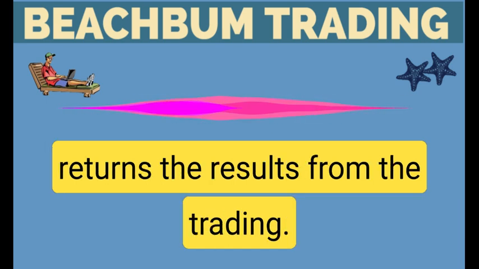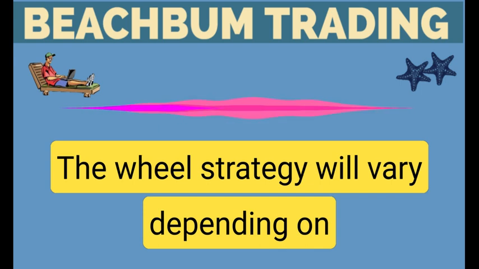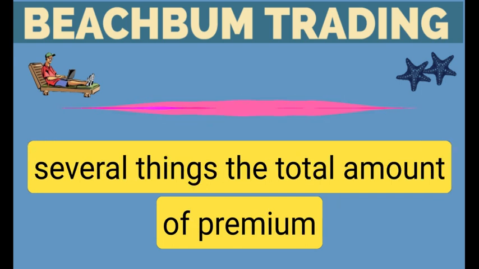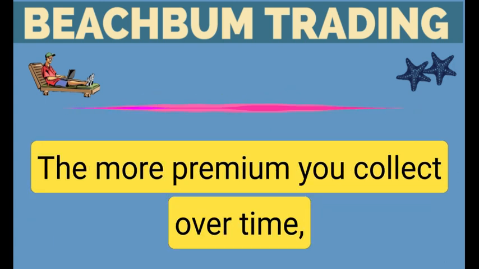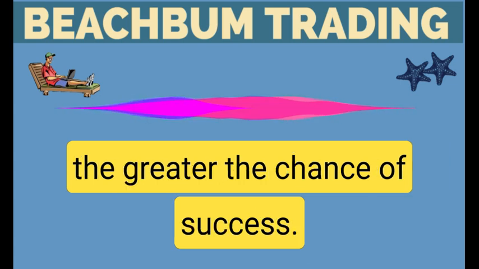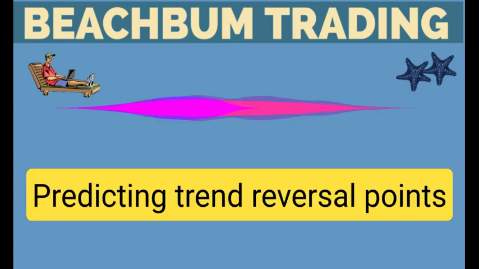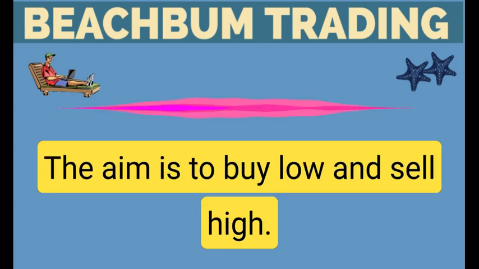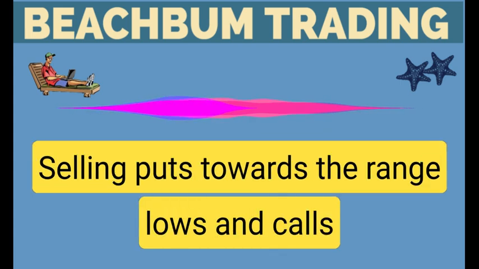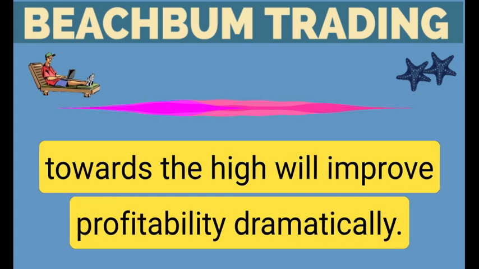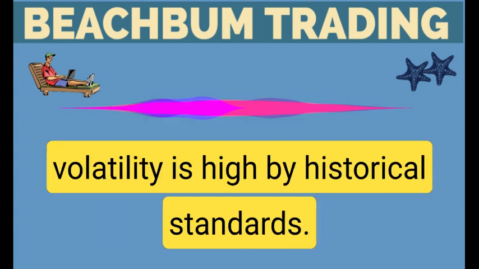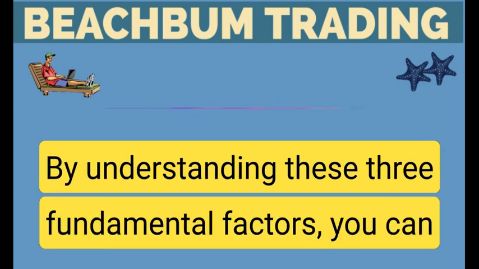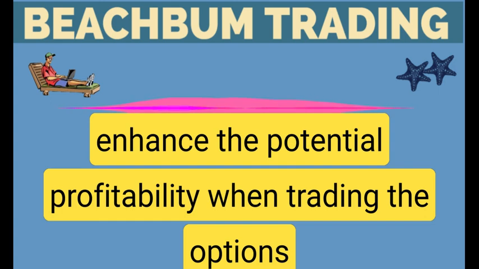Wheel strategy returns. The results from trading the wheel strategy will vary depending on several things. The total amount of premium collected. Options expire worthless before an option eventually expires in the money, so the more premium you collect over time, the greater the chance of success. Predicting trend reversal points in the underlying price. The aim is to buy low and sell high. Selling puts towards the range lows and calls towards the highs will improve profitability dramatically. Timing implied volatility. Sell options when implied volatility is high by historical standards. By understanding these three fundamental factors, you can enhance the potential profitability when trading the options wheel.